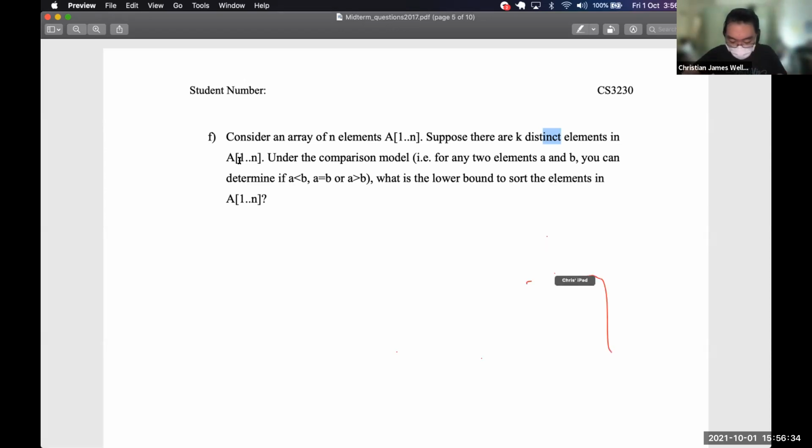Wait, my iPad froze. Oh no, what happened? This is not good. Oh no, my iPad froze.